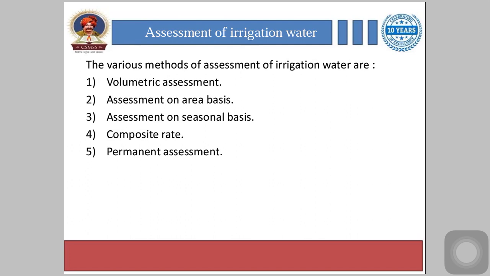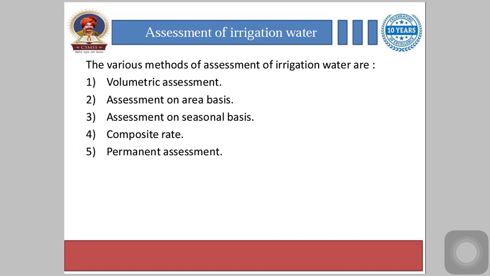Assessment of irrigation water. The various methods of assessment of irrigation water are volumetric assessment, assessment on area basis, assessment on seasonal basis, composite rate and permanent assessment. So, in volumetric assessment, the charges are laid on the actual volume of water supplied.